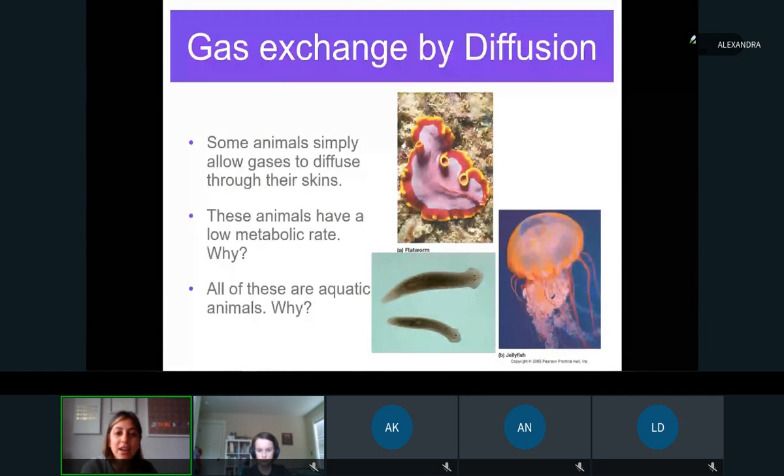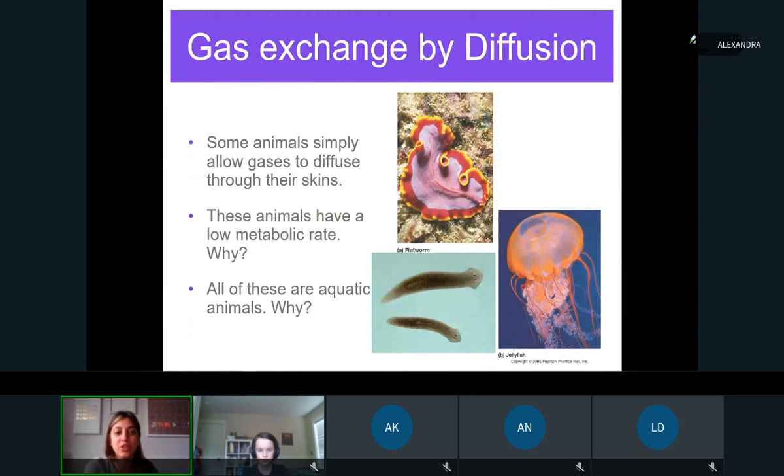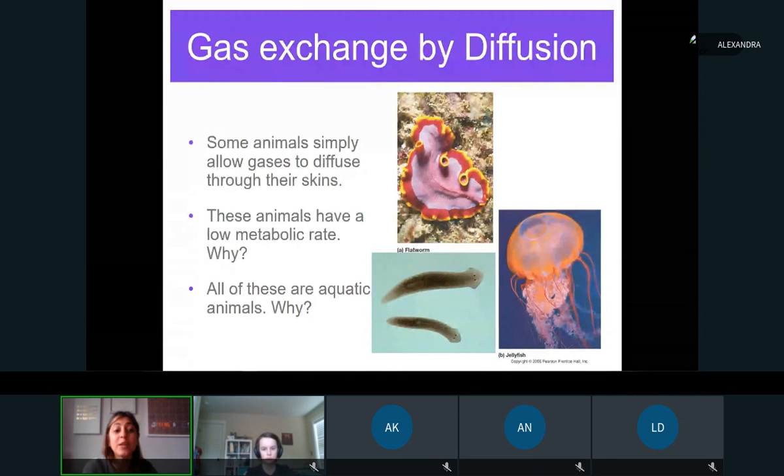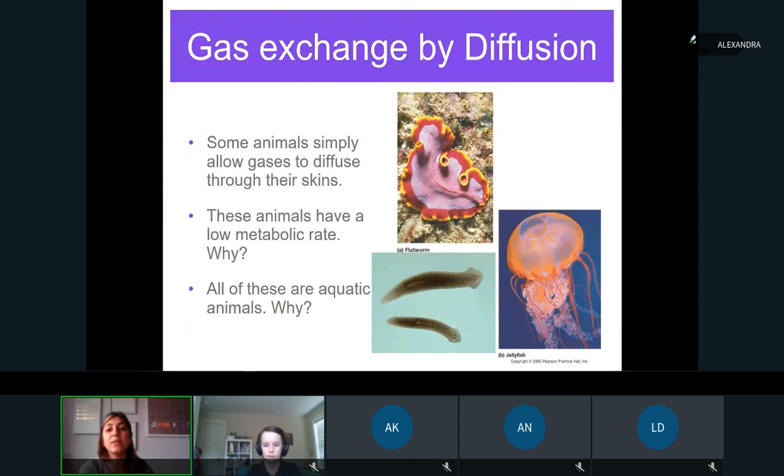So why might all of the aquatic animals be diffusing the oxygen through their skin instead of having a respiratory system like we do or land animals? Okay, because they're aquatic and they can't breathe in water, right? So they don't need as much oxygen, because they're not burning as much. Good. So we're starting to see that there's this relationship.